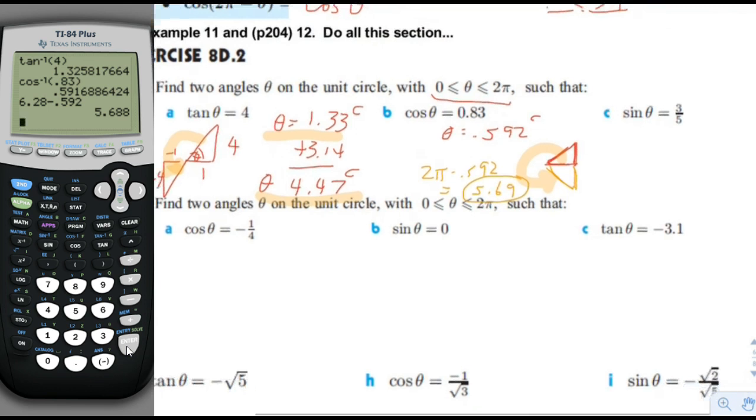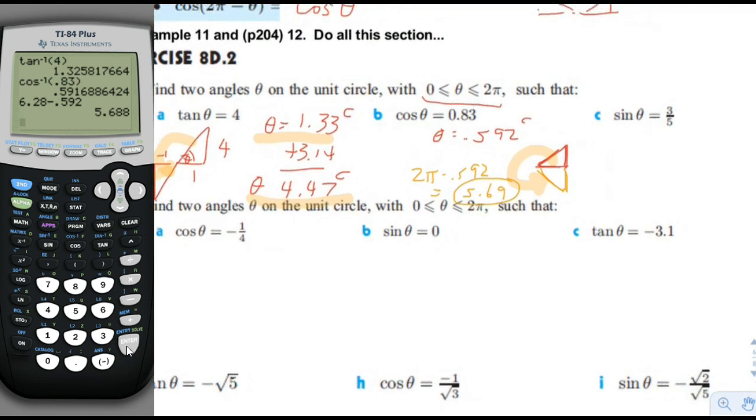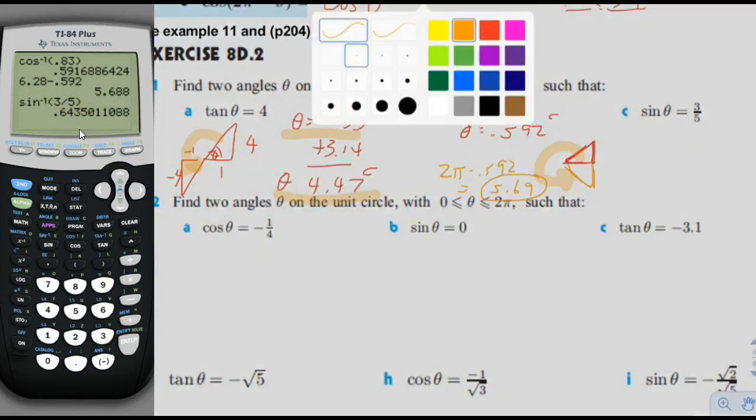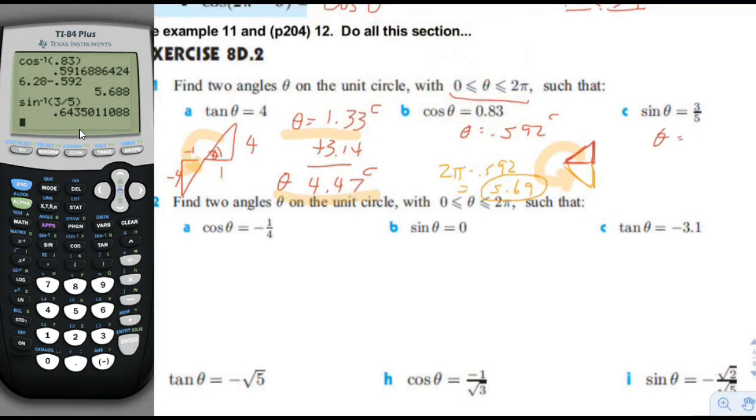Okay, and then finally, C, sine of theta equals 3/5. What are the two angles on the unit circle that have that sine? Let's see. So we'll do inverse sine 3/5, and that'll give us 0.644. So one of the angles is 0.644 radians.